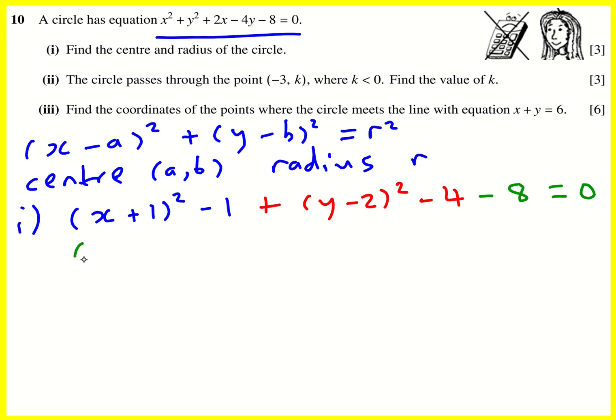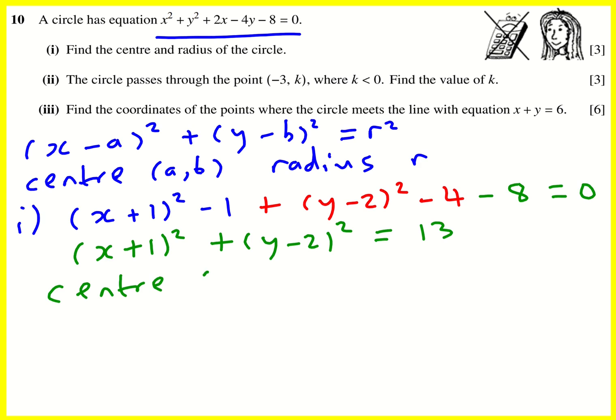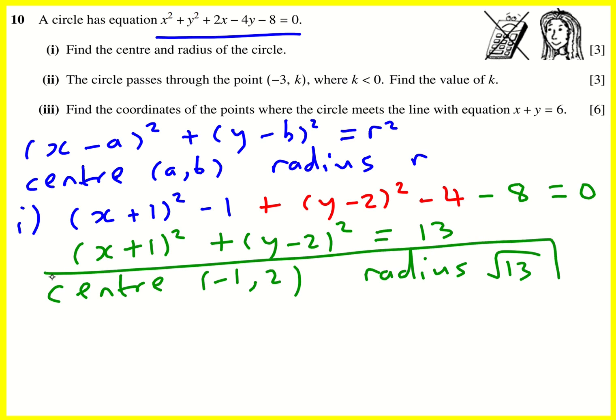So I'm basically done. I can now write x plus 1 squared plus y minus 2 squared. Minus 1 minus 4 is minus 5, minus 8 is minus 13, so I'm going to get 13 here. And I've got center (minus 1, 2), because I take the negative of whatever's here, and radius square root of 13. Bit awkward, but there we go.